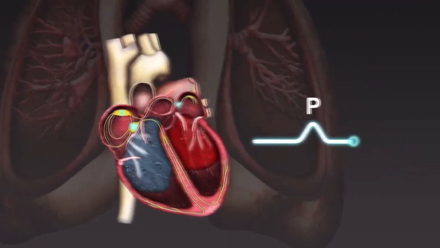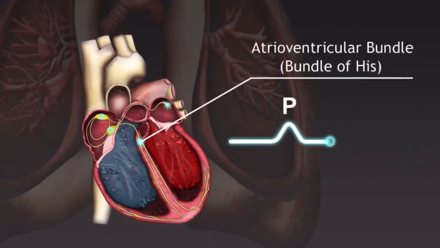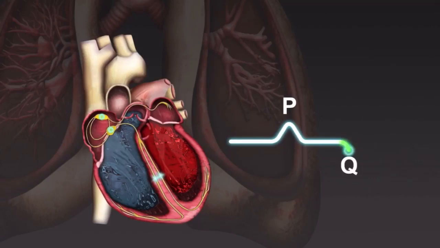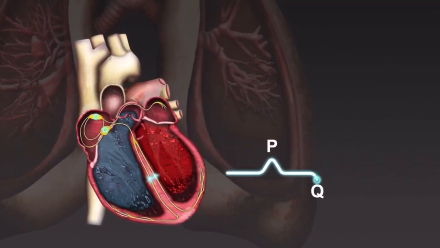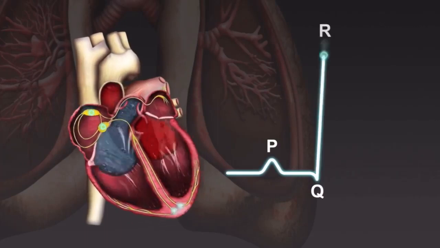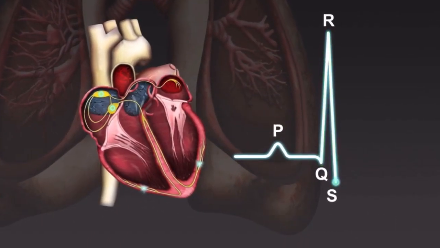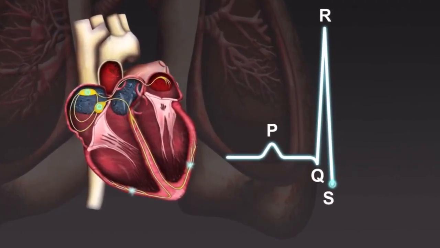As the impulse travels from the AV node to the bundle of His and along the upper part of the septum, the Q wave is produced. The passage of the electrical signal through the ventricles produces a large spike, called the QRS complex. The QRS complex is much larger than the P wave because the ventricles are much larger than the atria and so produce more electrical activity. Most of the QRS complex represents depolarization of the left ventricle, which has much greater mass than the right.